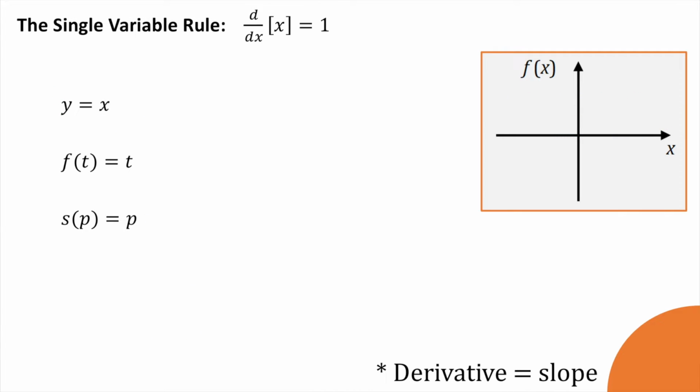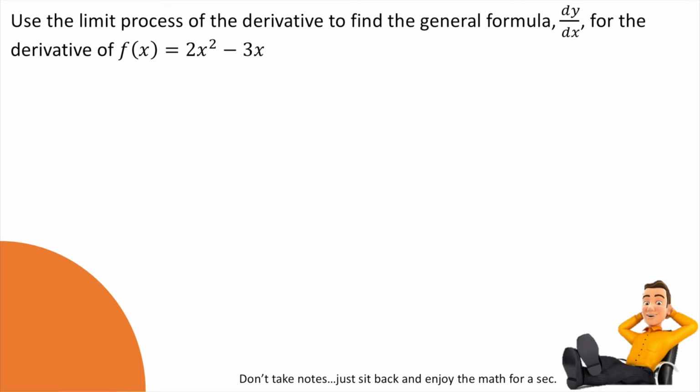The single variable rule. Now we're just taking the derivative of just a variable hanging out by itself. And if you take the derivative of just a variable, the answer is 1. Because y equals just a variable is the line y equals x. And the slope of that line is 1. It doesn't stay this easy, but it still is better than using the whole limit process. Let me show you why these shortcuts are better.